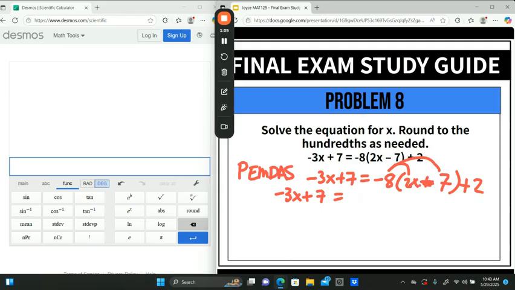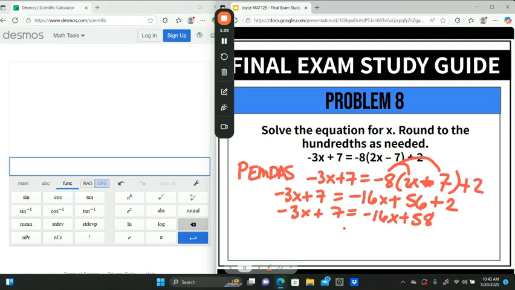And then -8 times 2x is going to give us -16x. -8 times -7 is going to give us +56. And then this 2 on the end is going to remain the same. Okay, now we can combine both of these. 56 plus 2 is going to give us 58. X plus 58. And now we're going to isolate the variable.